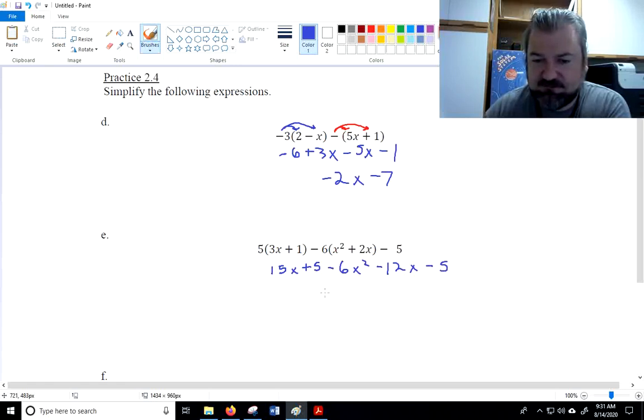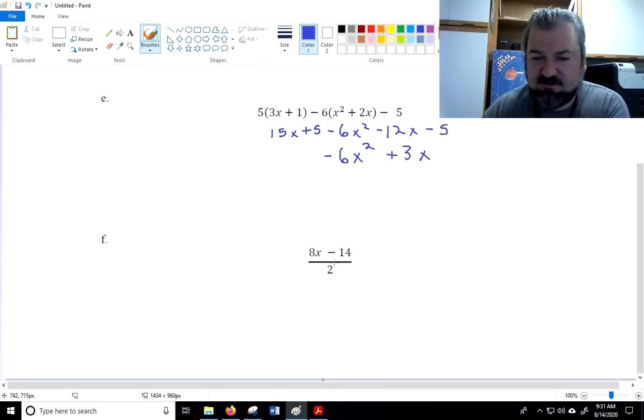Combine like terms, and I'll put them in the kind of traditional order of highest exponent first. So I have one x squared term, so nothing to combine there. 15 minus 12 is 3x. 5 minus 5 is 0. All right, on the next one, we need to divide each term by 2 to kind of open this up. So this becomes 8x divided by 2 is 4x, and then 14 divided by 2 is 7, so 4x minus 7.